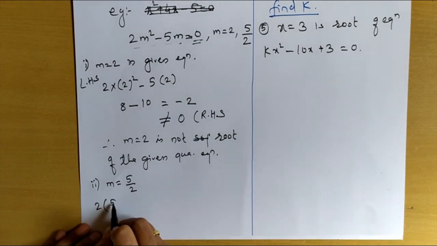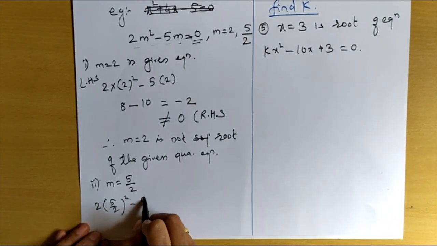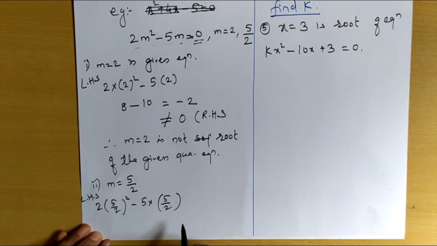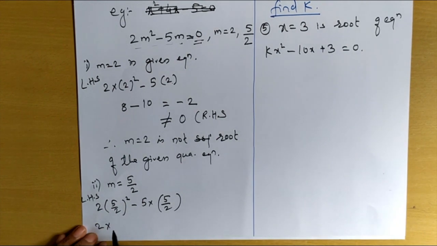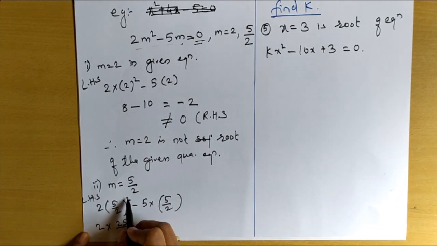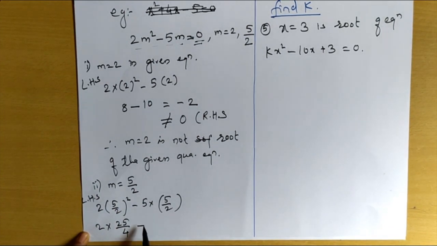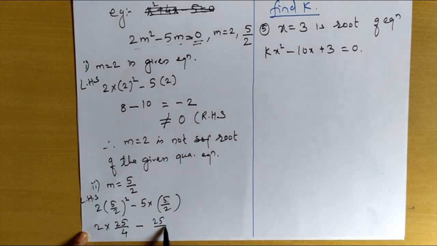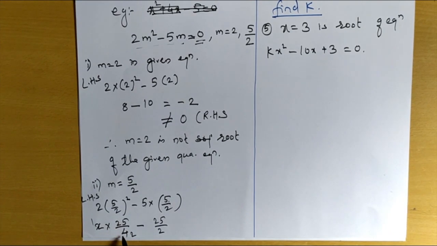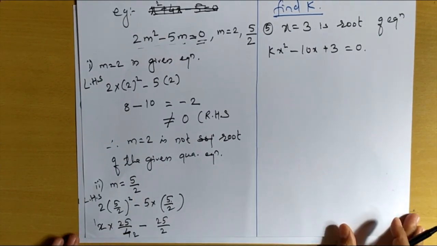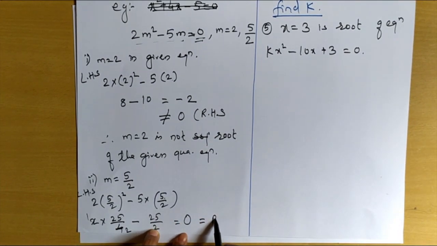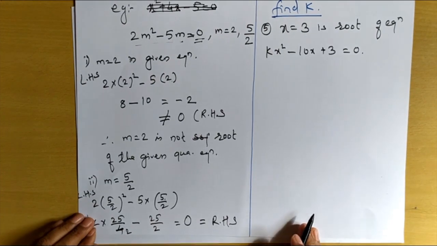2 into (5 upon 2) whole square, minus 5 multiplied by 5 upon 2. This is the LHS part of the quadratic equation. So 2 multiplied by 25 upon 4, (5 upon 2) whole square comes out to be 25 by 4, minus 5 fives are 25 upon 2. Now 2 ones are 2, 2 twos are 4. So we get 25 upon 2 minus 25 upon 2, which comes out to be equal to 0, and that is equal to the RHS part of the given quadratic equation.